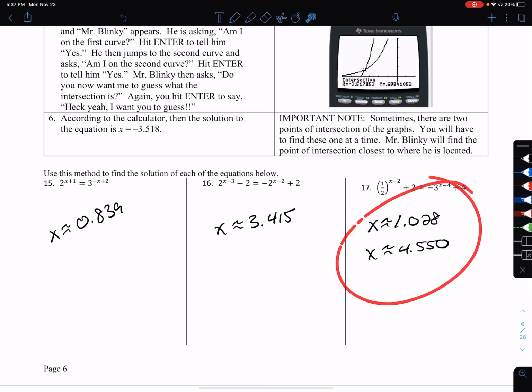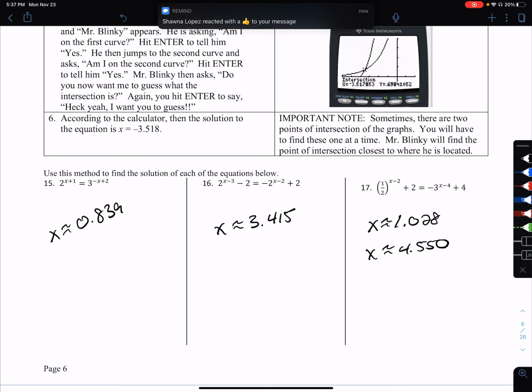If they intersect twice, when it's asking you about the first curve and second curve, put the cursor close to the point of intersection when you do it. So make sure that you actually try these and do them and see that you're getting the same answer that I am. That concludes the notes for this section.